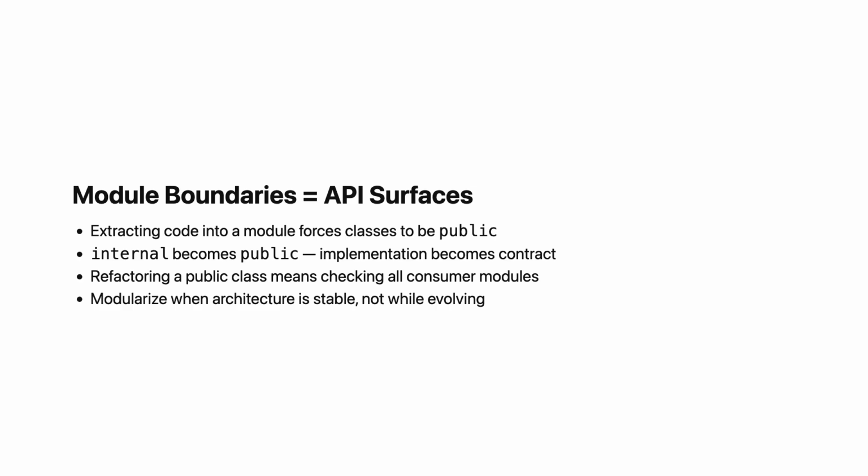As your module count grows, managing dependencies becomes a real challenge. Module A needs a class from Module B. Module B needs a class from Module C. Module C needs a class from Module A. Congratulations, you have a circular dependency, and Gradle will not compile your project.